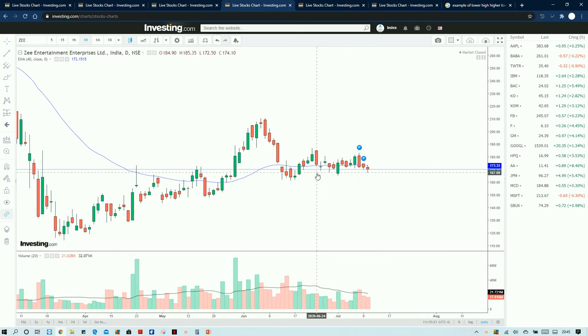And this moving average here, you can see that it is going flat. When it is going flat, that means it is getting touched every day. That means it is in a consolidation mode.